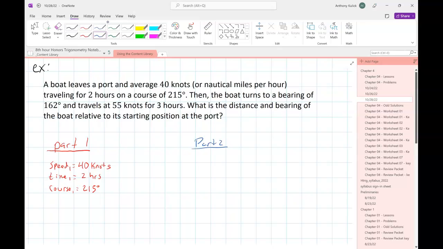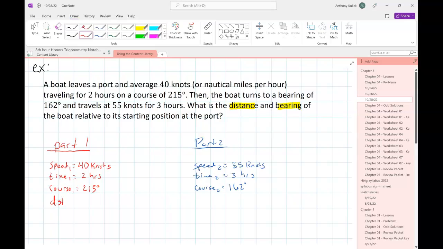In part 2 of my journey, the speed is 55 knots. The time is 3 hours. And the course is 162 degrees. Well, what do we ask for at the end is a distance and a bearing, right?